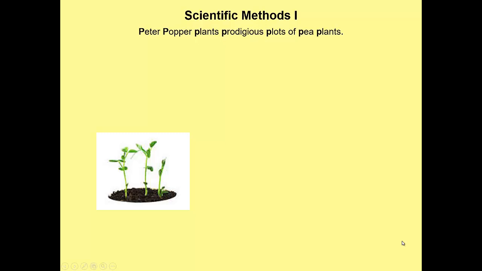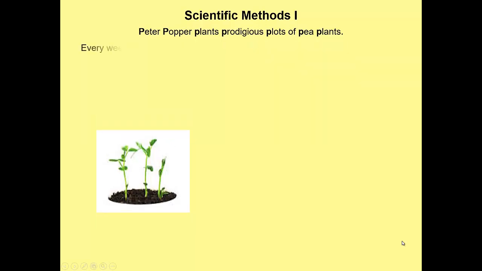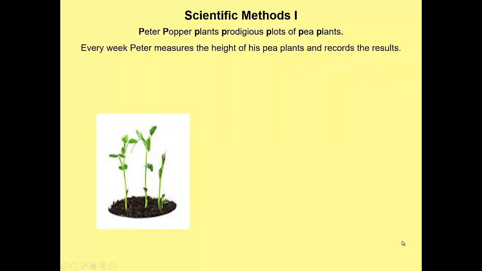Peter Popper plants prodigious plots of pea plants. Say that 5 times fast. And of course, when you plant prodigious plots of pea plants, over time, they grow. Oh, look at that. They grow. So every week, he measures how tall his pea plants are, and he records the results in, of course, a data table.